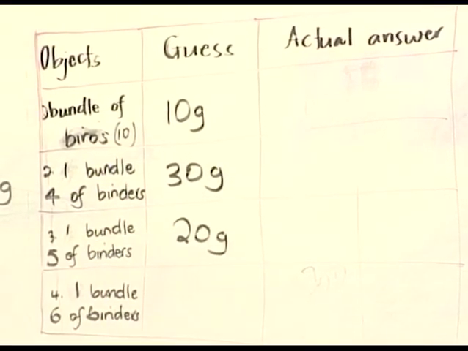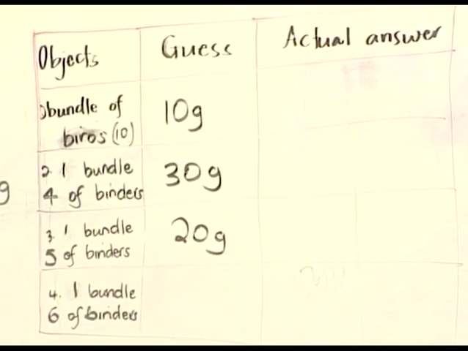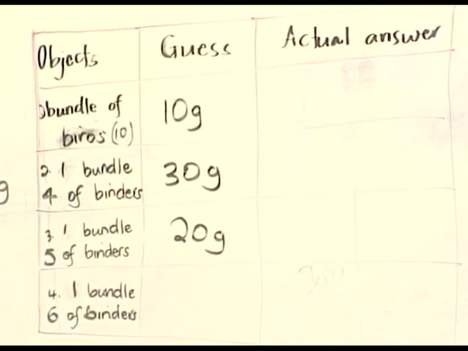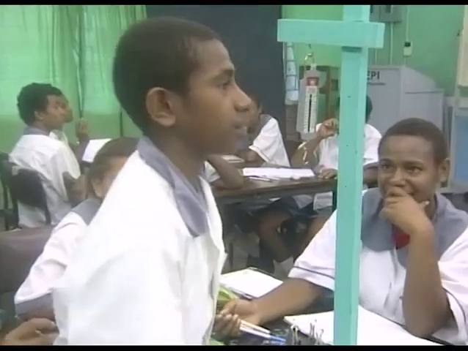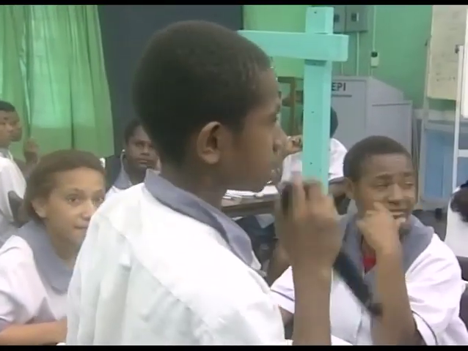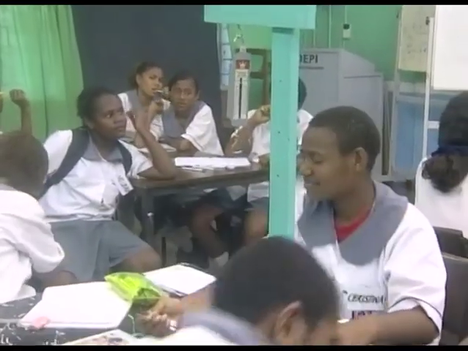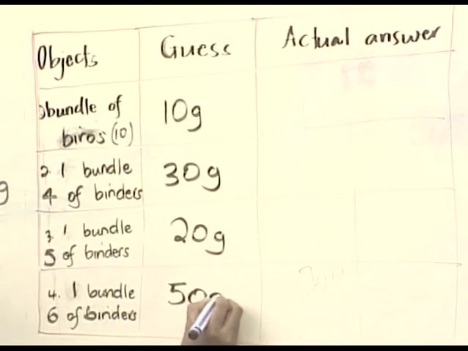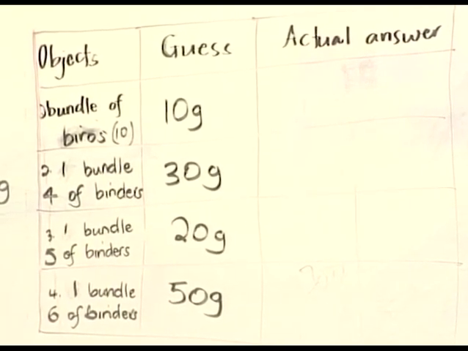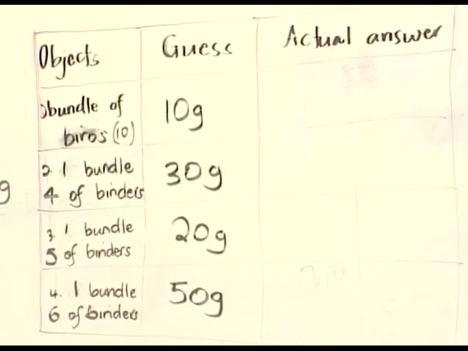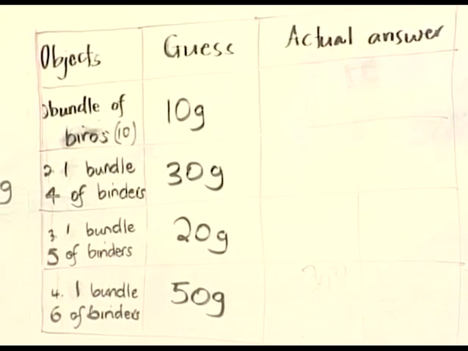And the last one, let's have group number 5. Jason? 50 grams. 15 or 50? All right, good. So those are just guesses from other groups. Don't think they are correct. Like I said, they are only guesses.